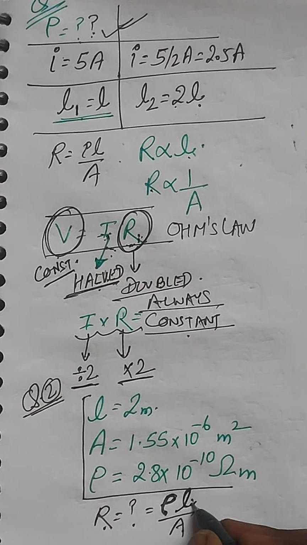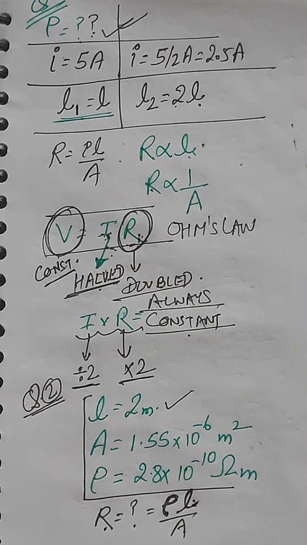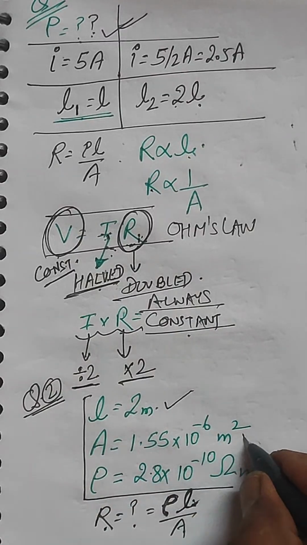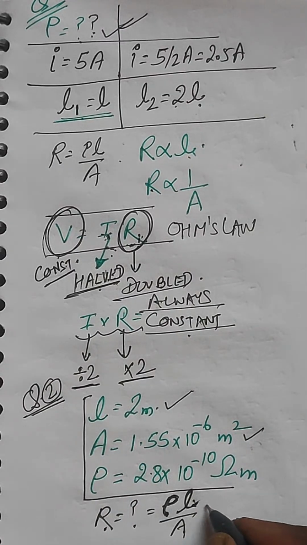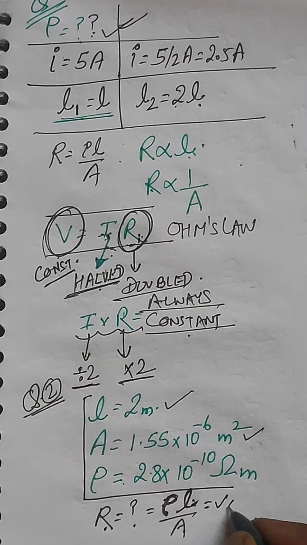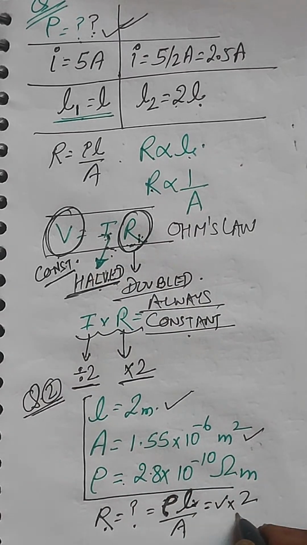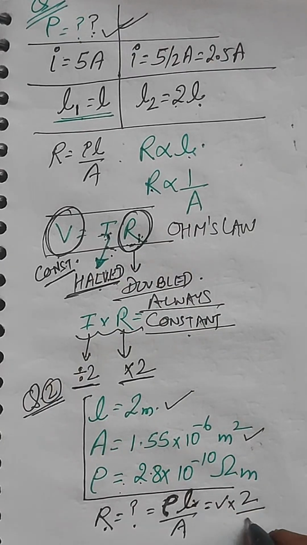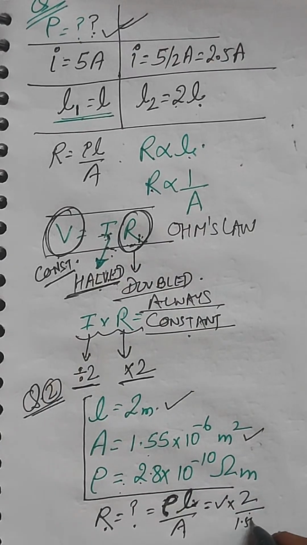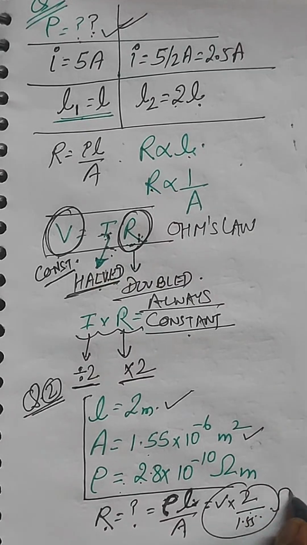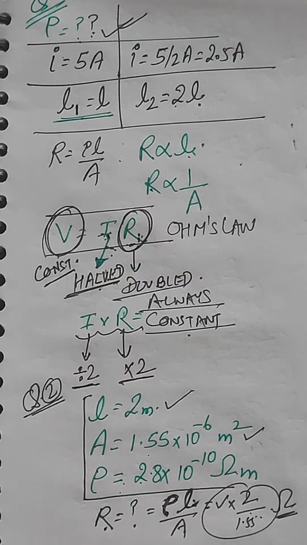So in this numerical, the length is given to you as 2 meter, and the area of cross section is given to you. So you can simply put the value of rho over here, multiply it with the length of 2 meter, and divide it by the area of cross section 1.55. So this much of ohm is your answer.